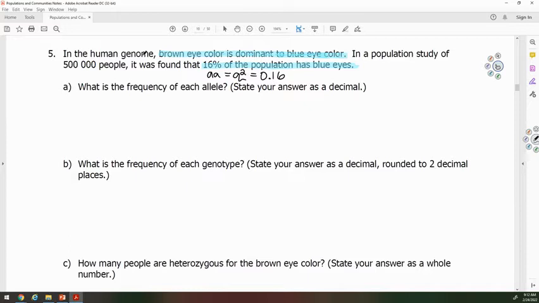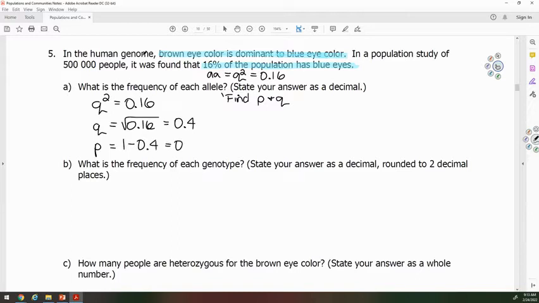To find the frequency of each allele, we need to find p and q. So let's start by writing our q squared value, which is 0.16. Next, to find q, we take the square root of q squared, which is 0.4. To find p, we're going to subtract our value for q from 1, and that is 0.6.